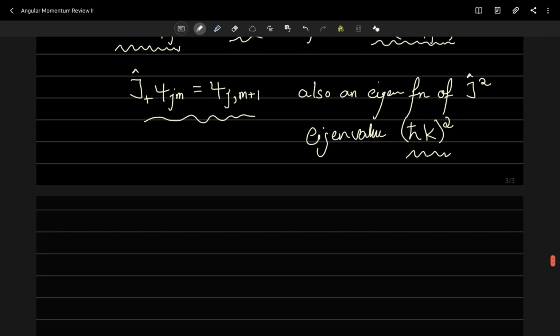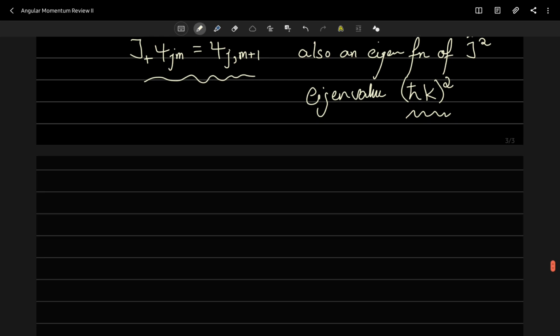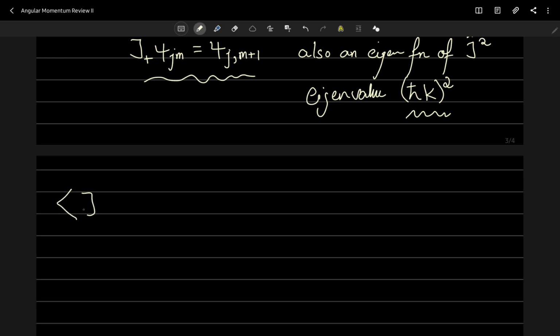Now let's talk about the expectation value. The expectation value of j squared is actually just h bar squared k squared, because the expectation value is like the average value that you would get for your operator if you measure it, and it's the eigenvalue of that operator.